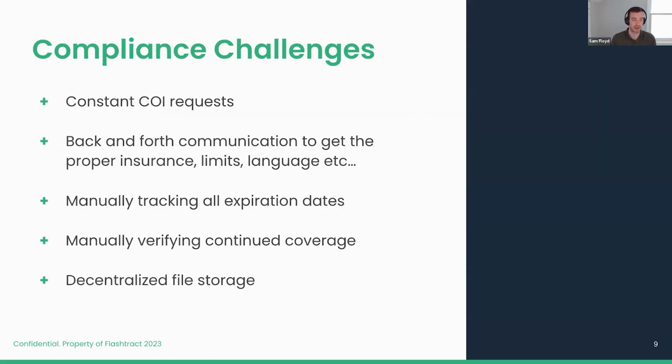So some of the challenges that come from a process like this is just constant COI requests. Someone on your team, or you yourself potentially, are constantly requesting COIs and the right insurance in place and making sure that everything lines up as it should. Back and forth communication to get the right insurance. Then manually tracking all the expiration dates, manually verifying that it's continued coverage, right? Just because the COI says one thing, is the insurance actually valid? Were there no cancellation clauses or anything like that? The insurance carrier might have dropped the sub and now they don't actually have valid insurance.